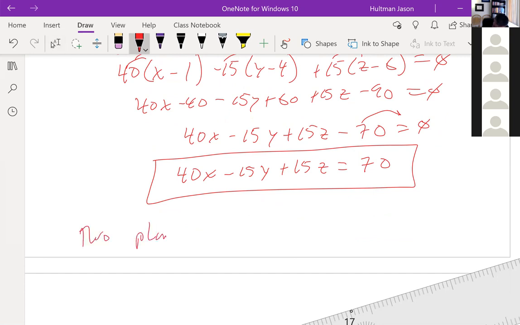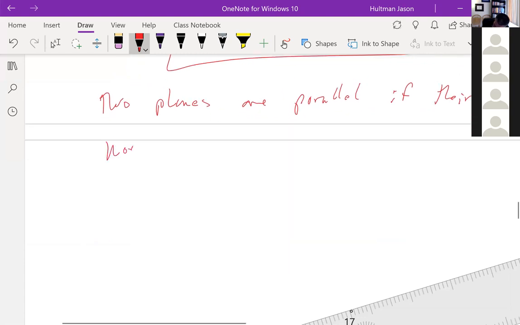Two planes are parallel if their normal vectors are parallel. Okay. So if the angle between two normal vectors is parallel, okay, then it's parallel.